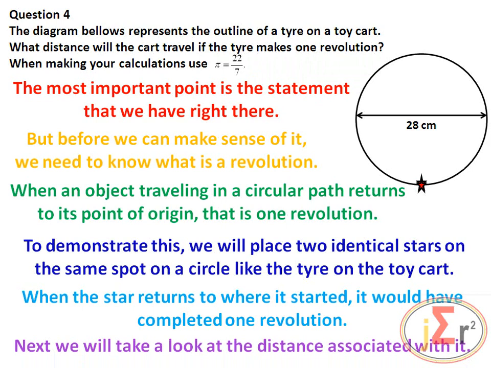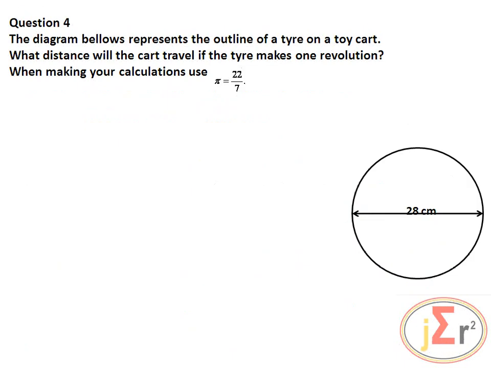Next, we will take a look at the distance associated with it. So we know what 1 revolution represents. Then we will take a look at the distance associated with that 1 revolution.